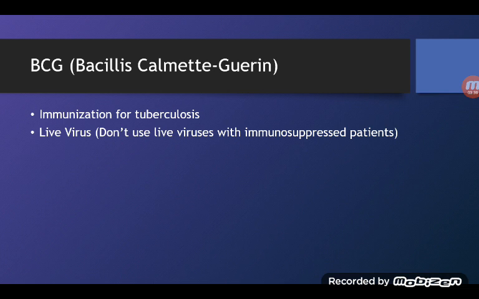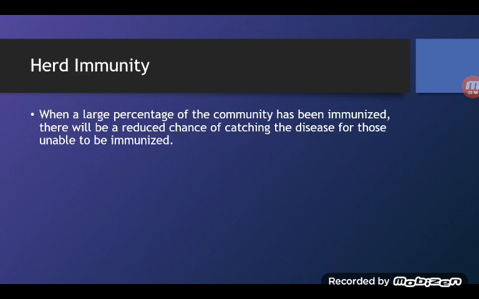Bacillus Calmette-Guerin, the BCG, is an immunization for tuberculosis. It says here live virus, but it's not actually a virus per se. It's kind of a viroid. We don't use these with immunosuppressed patients.